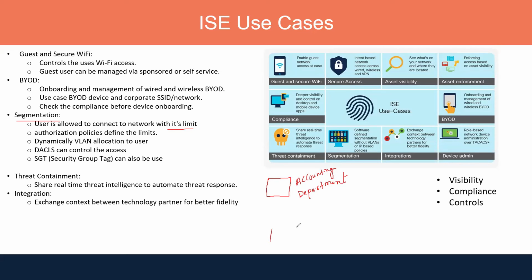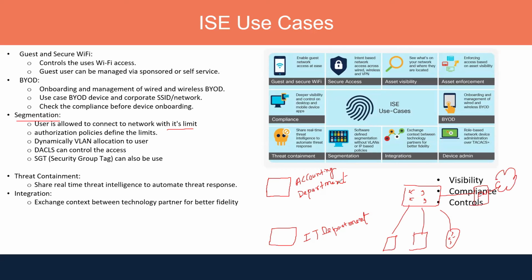And we have one of the user from the IT department. So we have two department users. And here we have a switch from which we have different resources connected. We have routers, we have firewalls, and then we have internet.